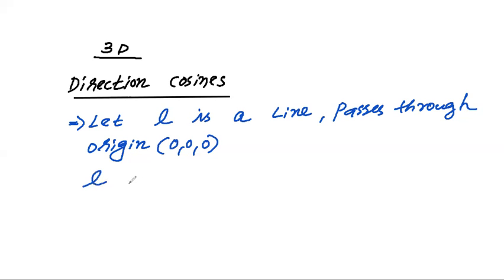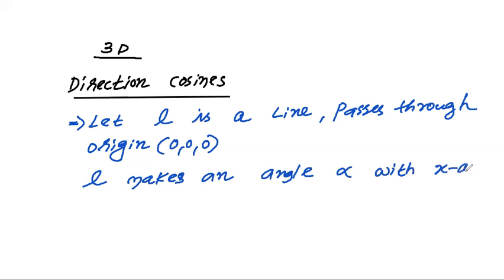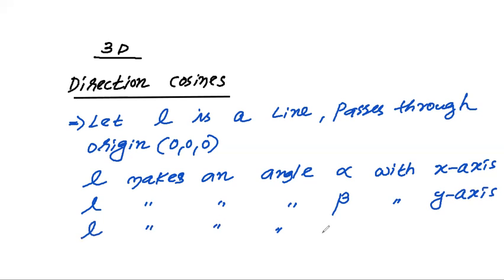You can see that L, the line which is passing through the origin, makes an angle alpha with the x-axis. L makes an angle beta with the y-axis. And that same L makes an angle of gamma with the z-axis. Is it okay? We have a straight line which passes through the origin 0, 0, 0. That L makes an angle alpha with the x-axis, beta with the y-axis, and gamma with the z-axis. I think it's clear. Okay, fine.